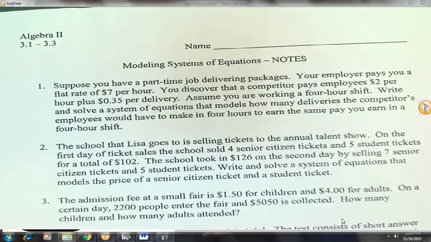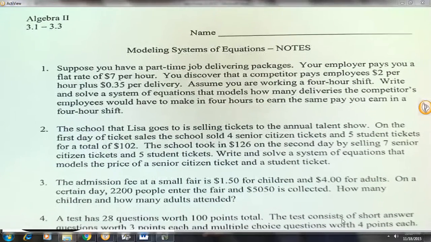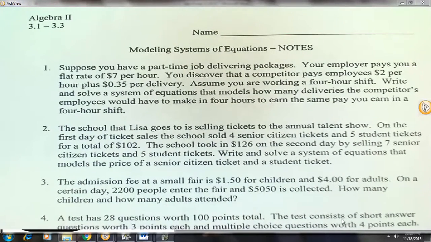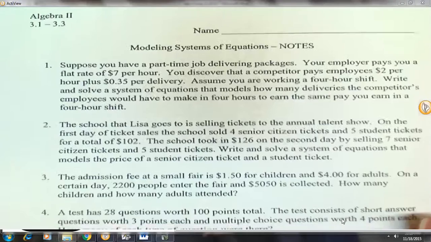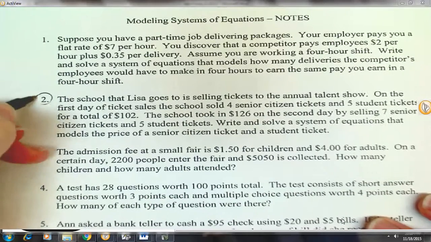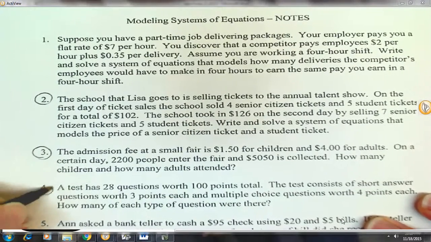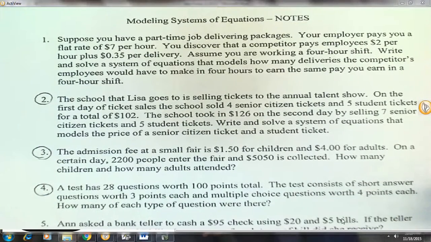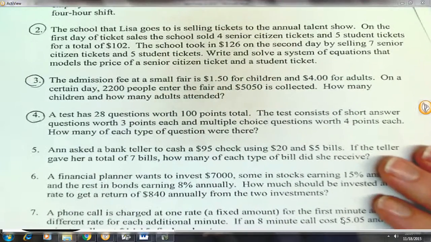We're going to work with some word problems. We're going to be solving these problems using systems of equations. You should have a notes handout that looks like this. We are going to look at examples 2, 3, and 4 together. We're going to skip example 1 for the time being. So if you will look at example 2 with me, we'll get started.